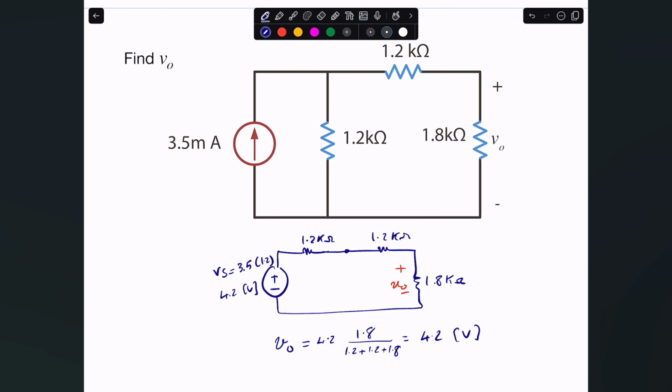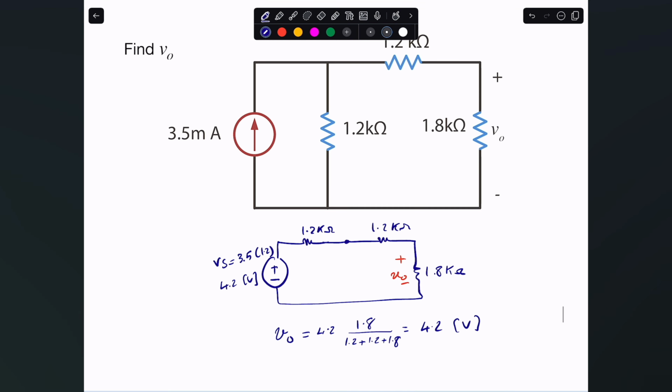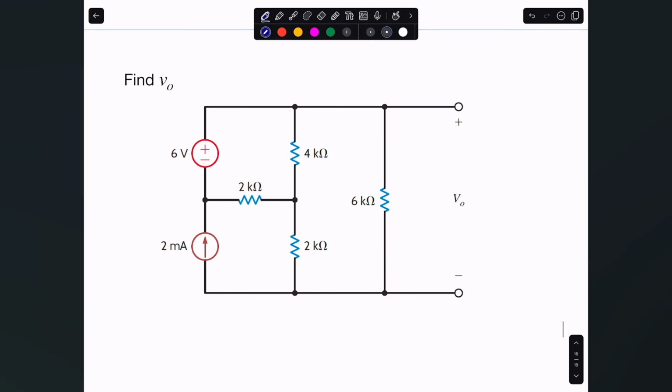All right, that's how we use source transformation. However, I just want to mention a couple of things here. For example, source transformation is not a generic tool that you can use all the time. In this circuit, if I'm asked to compute V naught, well, I have a voltage source and a current source. And if I told you to use source transformation to solve it, you won't be able to.